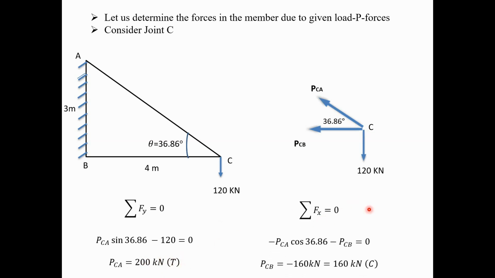Then after that, summation of Fx is equal to 0: minus PCA cos 36.86 minus PCB is equal to 0. So the value of PCB comes to be minus 160 kilonewton. Again, minus indicates that our assumption is wrong. We assumed PCB in the tensile nature, but we got the negative sign. It means that PCB's value is 160 kilonewton, which is compression in nature. So this is all about the P forces.